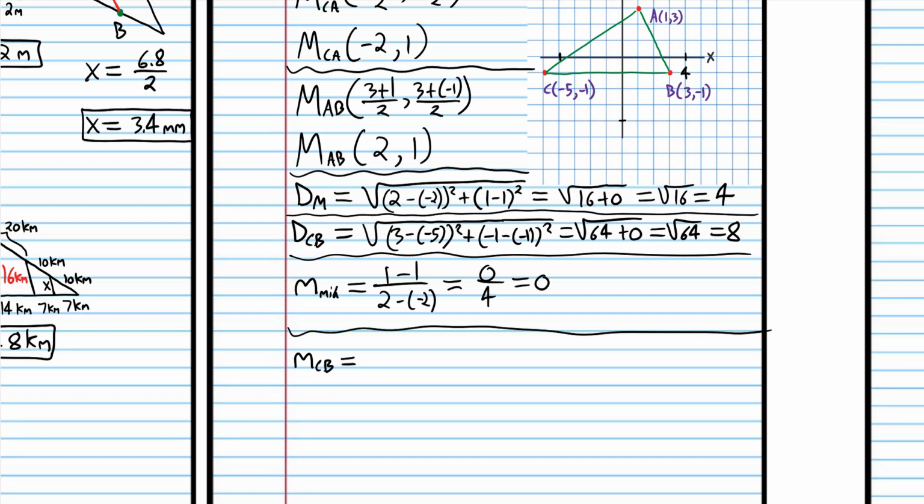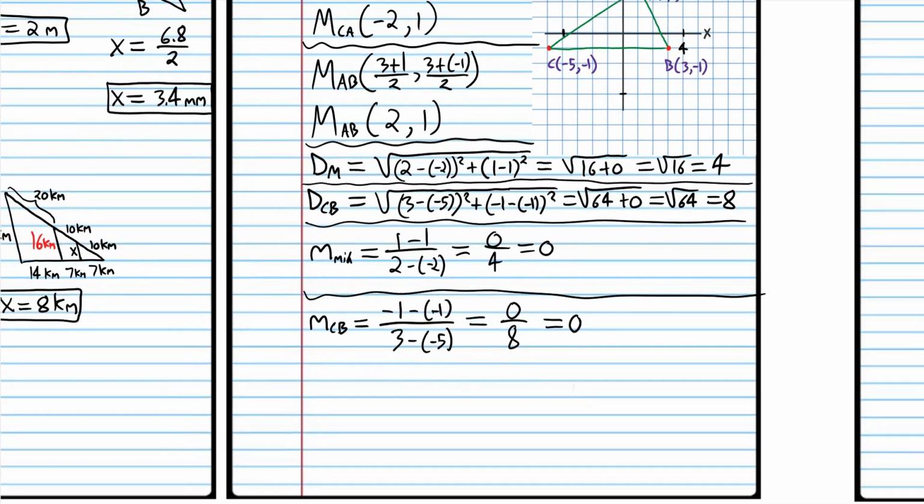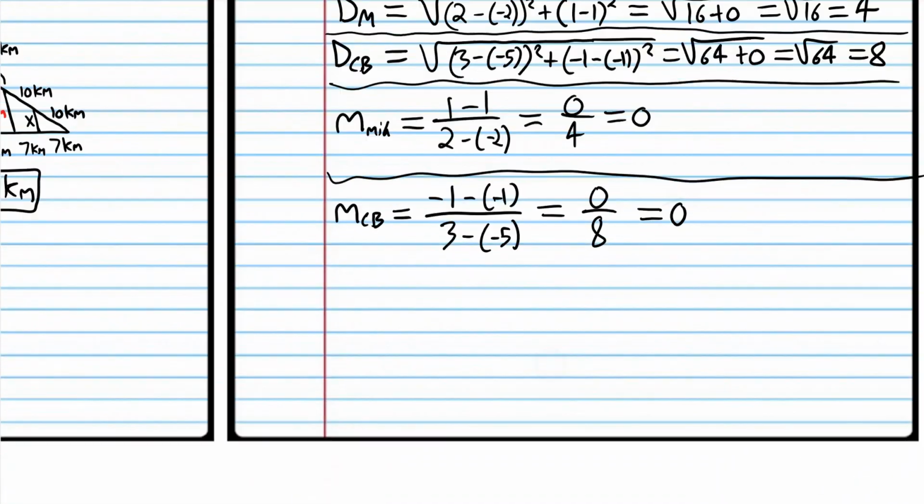So I'm going to make C (0, 1), and we have -1 minus -1 over 3 minus -5. And we have 0 over 8, which is 0. So we prove that they're parallel.